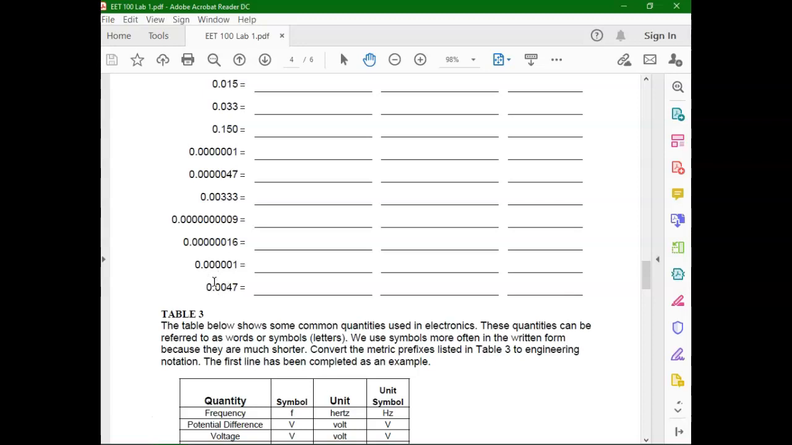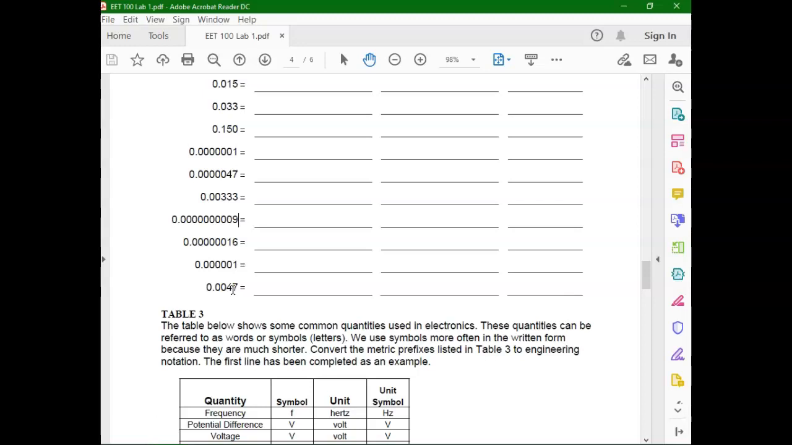So what about this last one, 0.0047? What's my scientific notation? 4.7 times 10 to the negative 3. That is correct. What is my engineering notation? 47 times 10 to the negative 4.